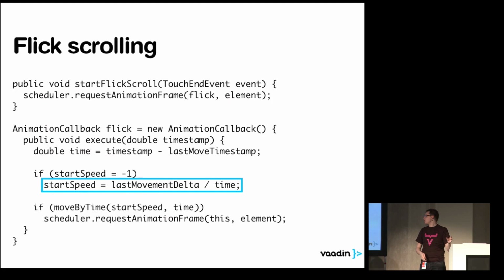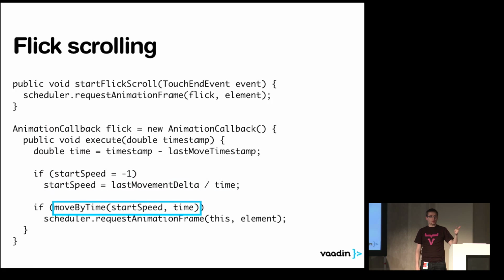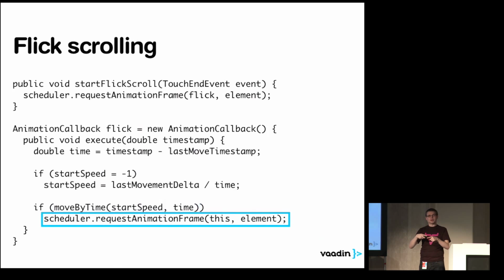And from that we have an initial speed, and then given the initial speed and the time we are at right now, it's just like high school physics, with also a deceleration, to get where we will be right now. And the last thing we do is that we see that, okay, if the deceleration has gone so far that we are not moving anymore, then we stop. But if we are still moving, then we are saying that, okay, call back again next time you're ready to draw a frame on the screen.